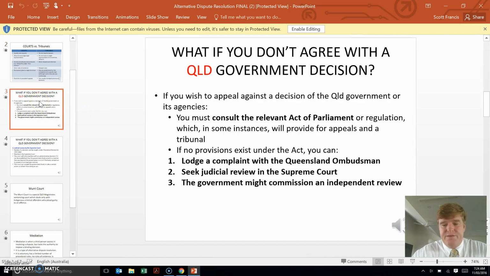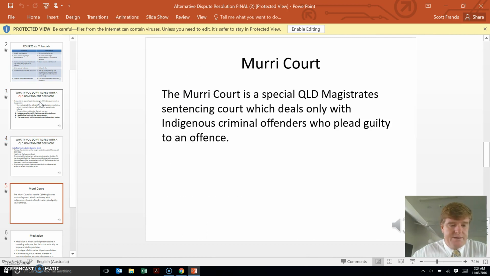There are a couple of specific things talking about what happens if you don't agree with a government decision, so there's a tribunal role there. But we then get onto the Murri Court, which is a special Queensland court that only deals with the sentencing of Indigenous offenders who plead guilty. And that's because of the high rate of Indigenous offenders who are in jail.